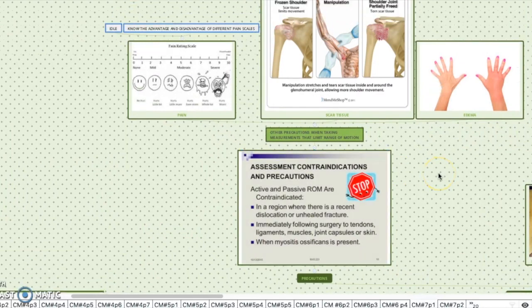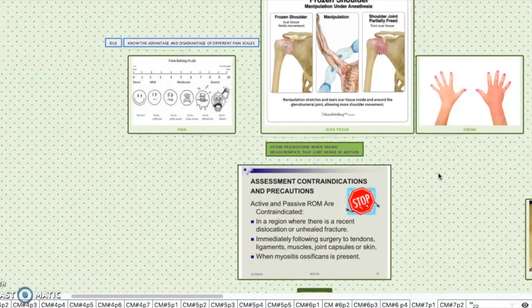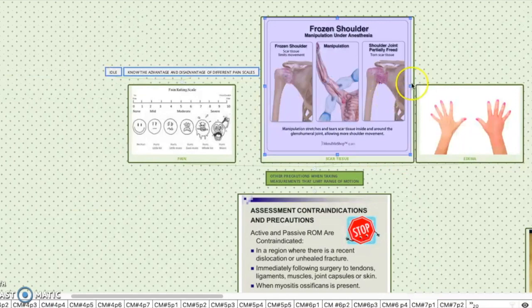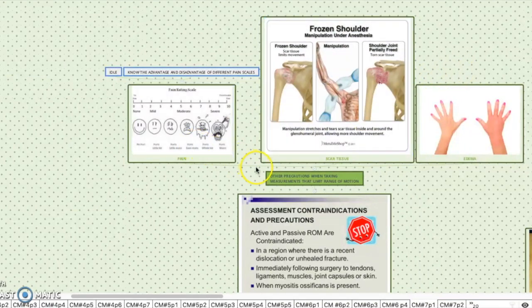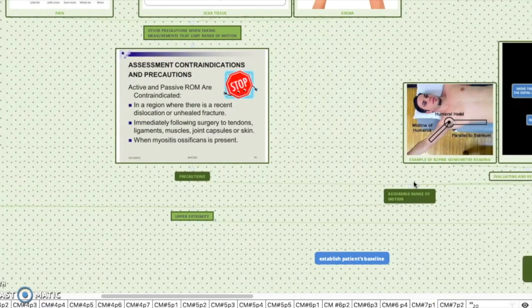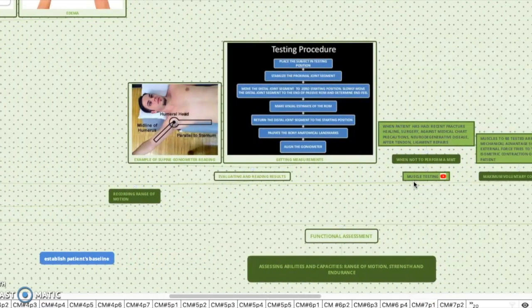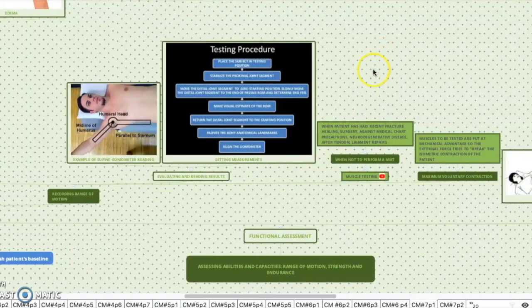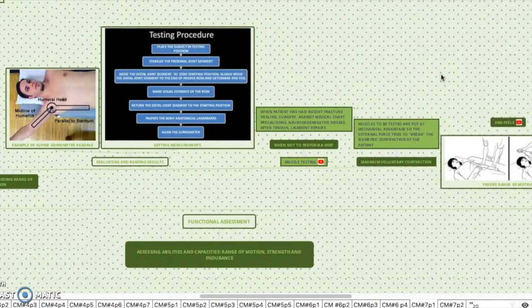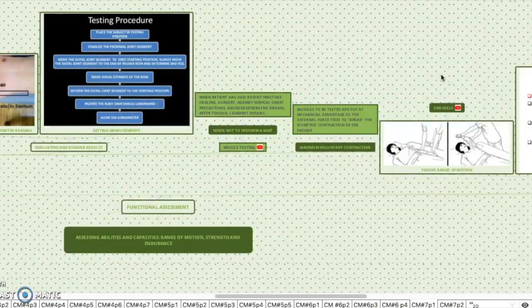Here are some contraindications for patients with pain, scar tissue, or edema. These are important to know. The disadvantages and advantages of these different scales for pain. There are precautions that you need to be aware of. And here's the testing procedure for recording range of motion. And it's important not to perform this when patient has had a recent fracture, healing, surgery. It's against their medical chart precautions, etc.